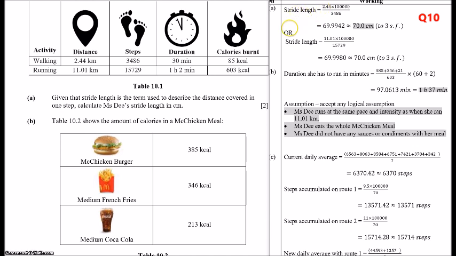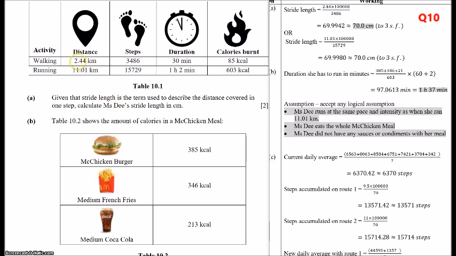So it says, oh, there are two answers. You use 2.44, this one. You can also use 11.01. So this is not very realistic because how can your strike length be the same when you're running or walking? So this must be one of those aunties who looks like they are jogging but they are as good as running. But never mind, I should not judge them.